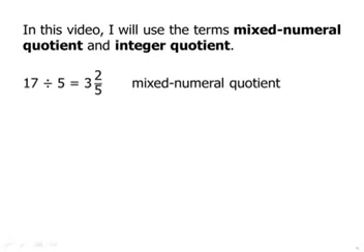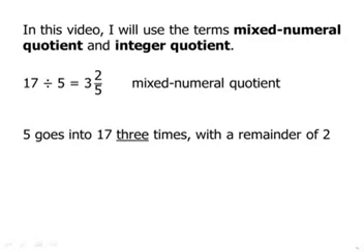In this video, I will use the term mixed numeral quotient and integer quotient to distinguish between these two types of division. So if we're talking about 17 divided by 5, the mixed numeral quotient is 3 2/5. I could also write that mixed numeral quotient as a decimal if I wanted. The integer quotient, I'm going to state it this way, verbally. 5 goes into 17 3 times with a remainder of 2. That 3 is the integer quotient.